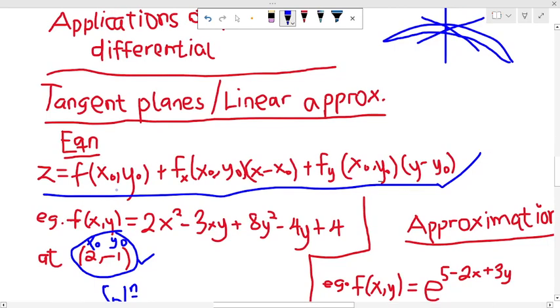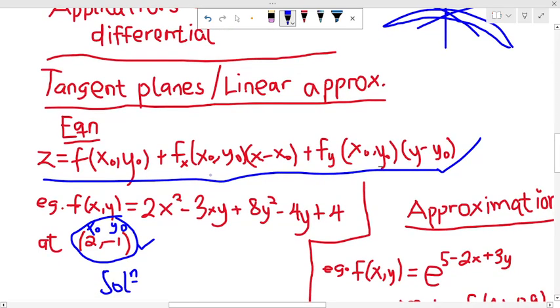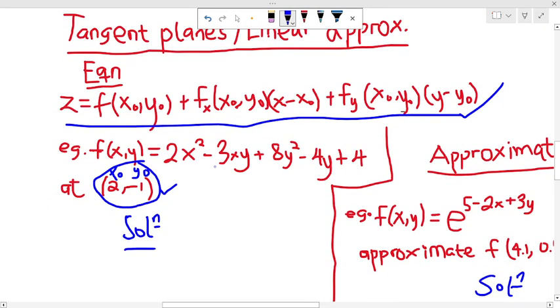This is simplified into an equation: z is equal to f of x naught y naught plus fx of x naught y naught multiplied by x minus x naught, plus fy of x naught y naught multiplied by y minus y naught. Here fx is the partial derivative of f with respect to x, and fy is the partial derivative of f with respect to y. Now, having our general equation, let's start with the first example.